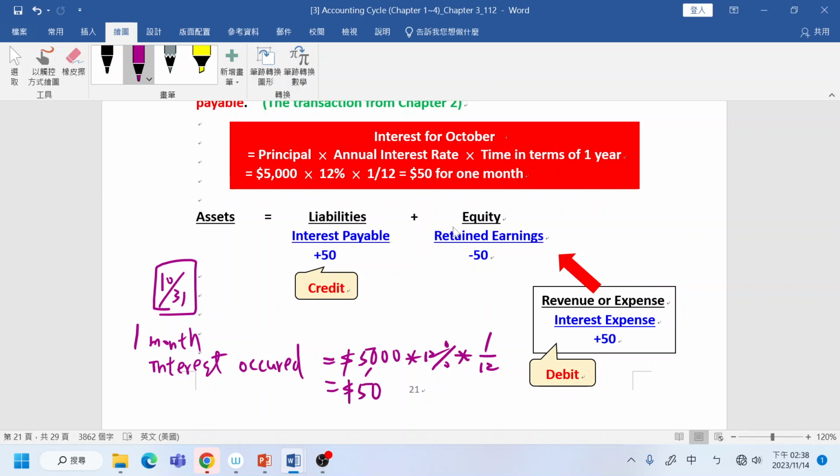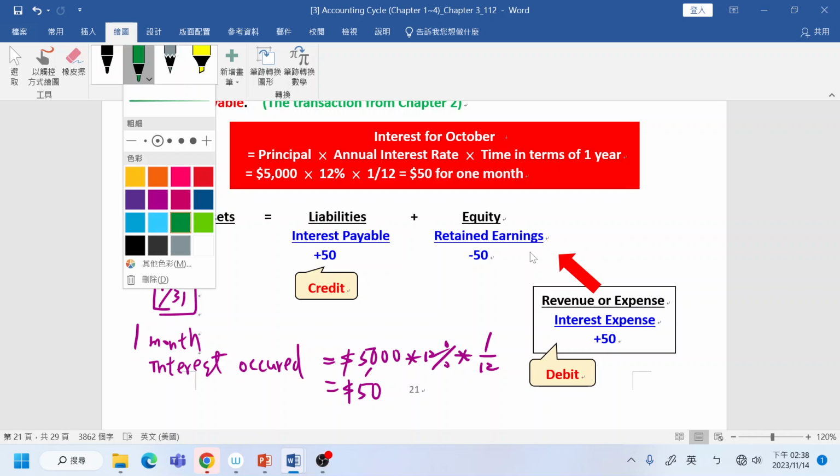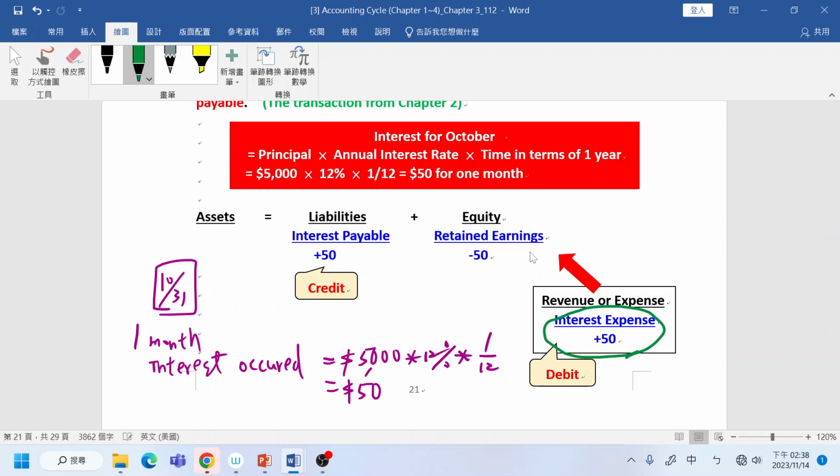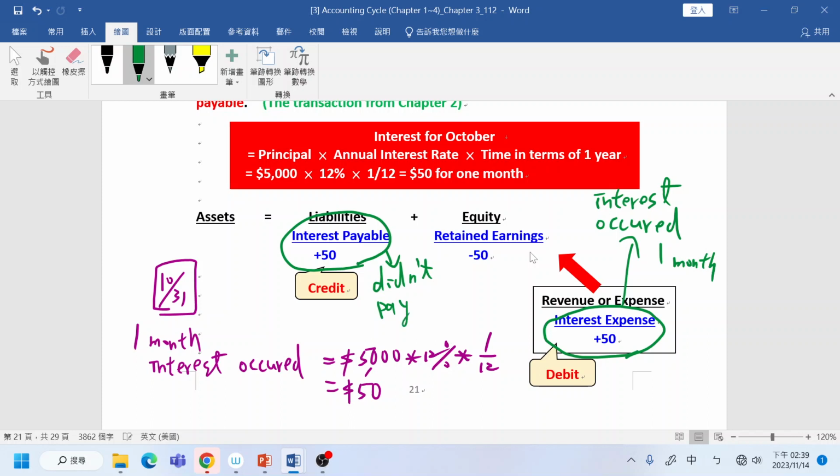Okay, so that's why I have interest expense occurred 1 month. Did you pay? No, not yet. So we told them we owed 1 month interest. Okay, so here just want to show your interest occurred 1 month. Did you pay? Not yet. We didn't pay interest yet.